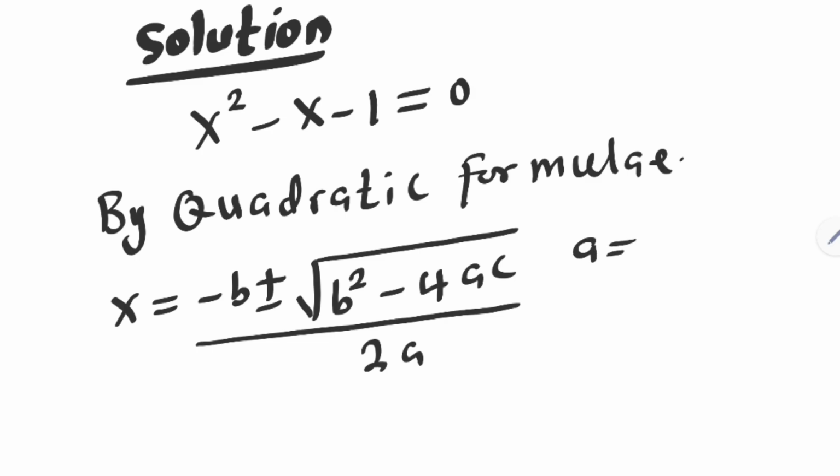And from this equation, a is the coefficient of s squared here, which is 1. B is the coefficient of s here, which is -1. Then c is the constant here, which is -1.